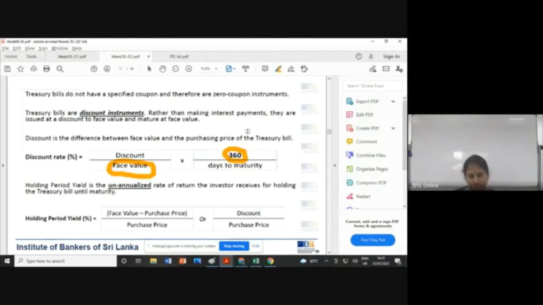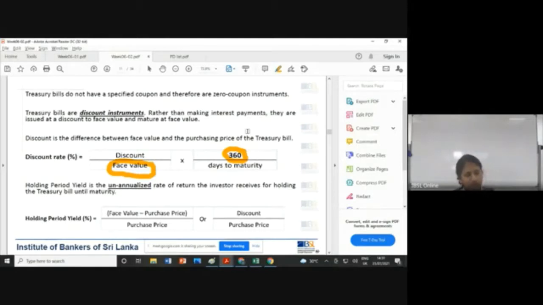You're going to see what your return is for the period that you're holding this treasury bill. What is discount rate? Discount rate is going to tell you what percentage of a discount they have given you.